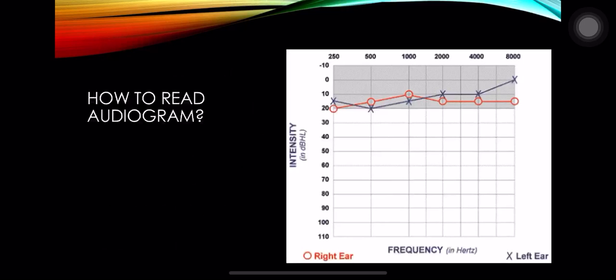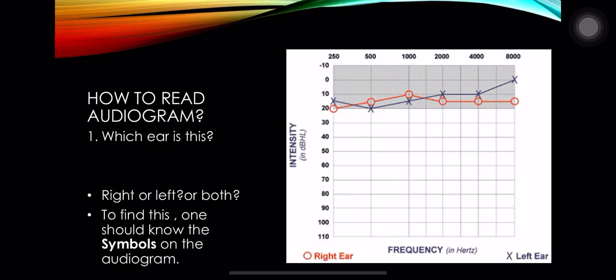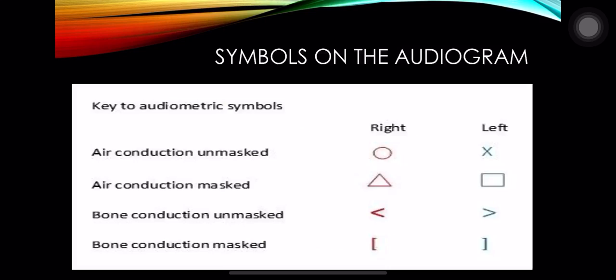Now let us see how to read an audiogram. First thing to be noted is which ear this audiogram denotes: right or left or both. To find this, one should know the symbols on the audiogram.